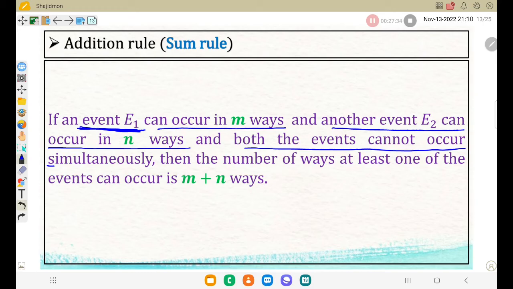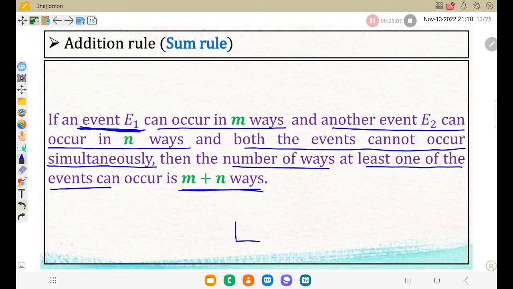This is an important option. Okay, an important line we need to know: both events cannot occur. In the previous question, both events were occurring simultaneously. First event occurs, then second event occurs, then third event occurs, like that in the product rule. But here, both events cannot occur simultaneously. Only one of the events occurs. Then the number of ways at least one of the events can occur is M plus N ways, adding the options.